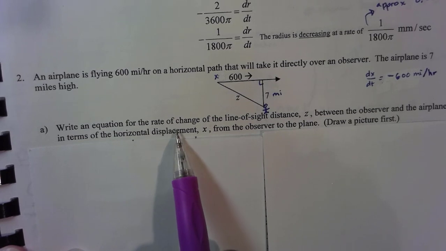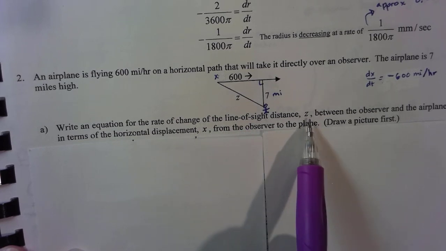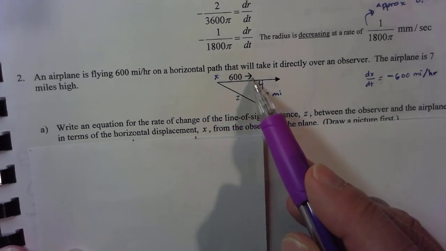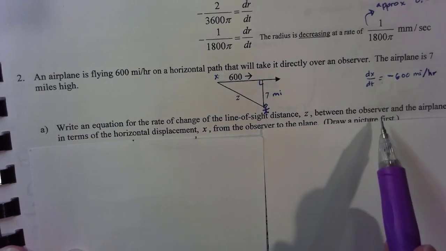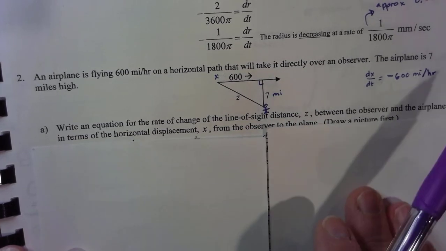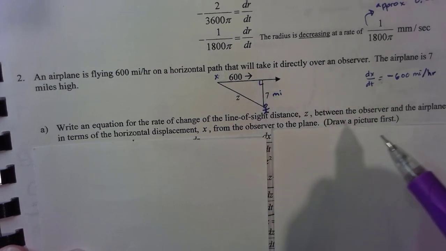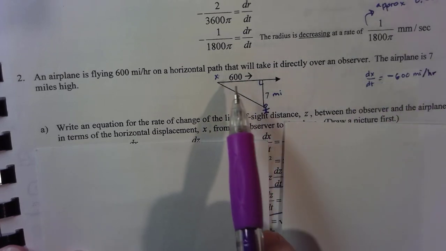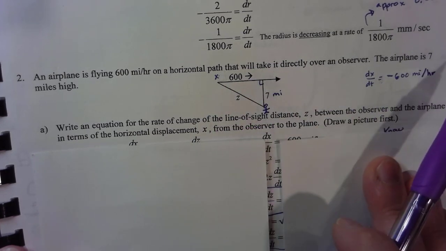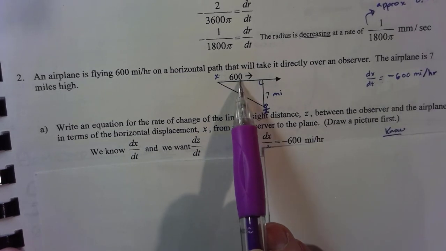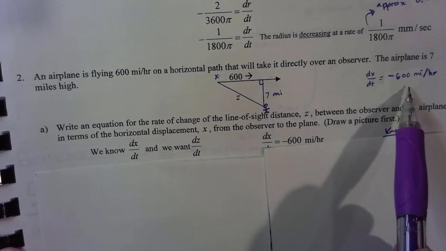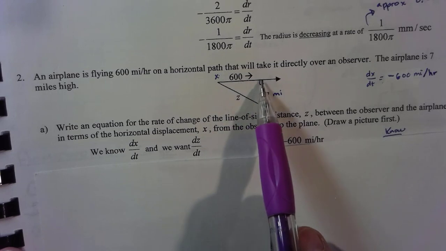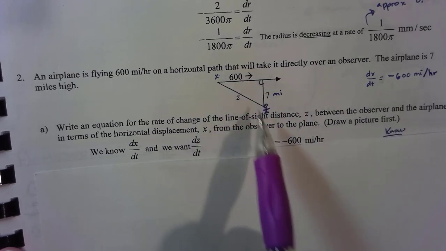Write an equation for the rate of change of the line of sight distance z between the observer, here's my little person who sees the airplane and is flying over, between the observer and the airplane in terms of horizontal displacement x from the observer to the plane. So my line of sight distance is z. My horizontal displacement is x. We know dx/dt. dx/dt is negative 600 miles per hour. Why negative? Because the plane is coming this way. That distance is decreasing. And we want dz/dt.